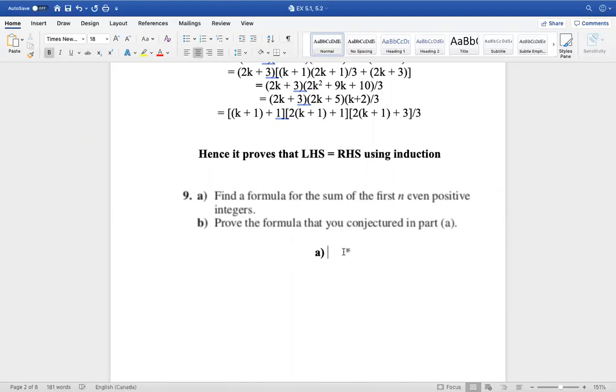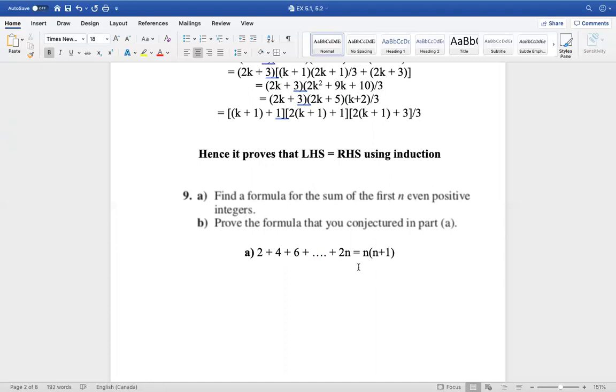So we have to say 2, the first even positive number. Let's start with that. So 2 plus 4 plus 6 plus up, we can take that to so many of them, and then 2n, which is the general formula, and then we see that n into n plus 1. So this will be the general formula for the sum of the first n even positive integers.